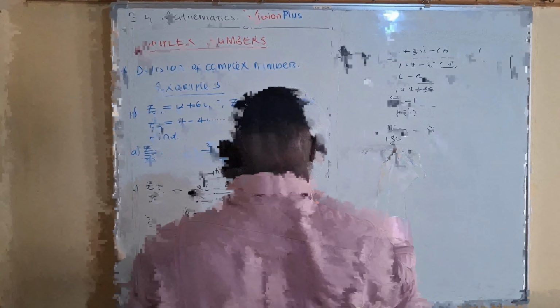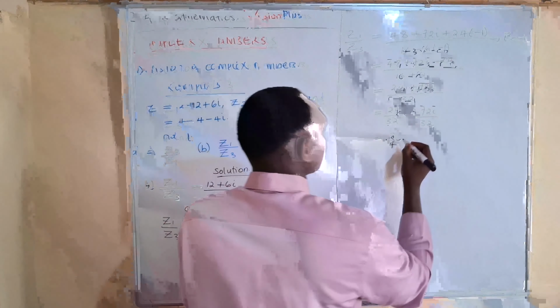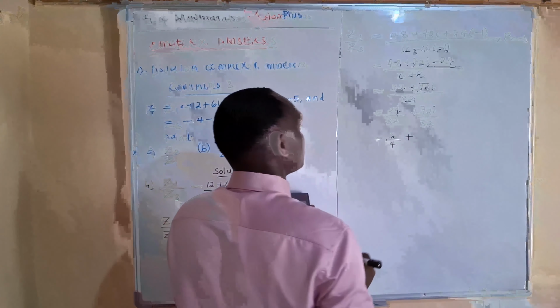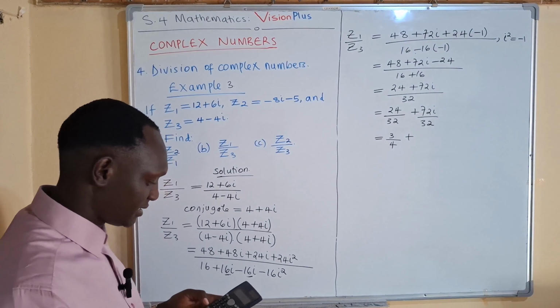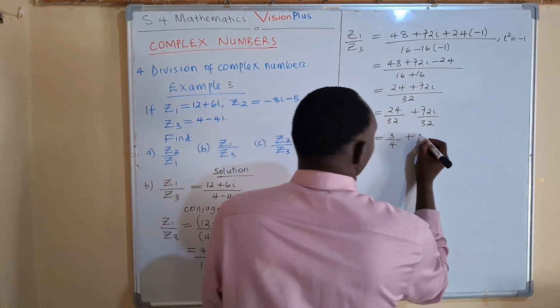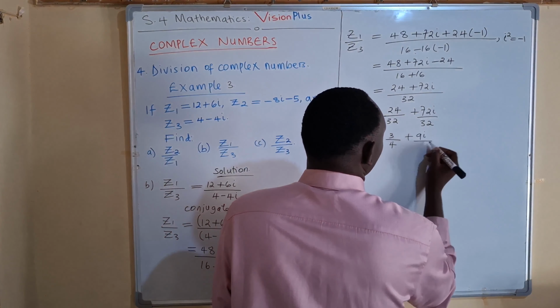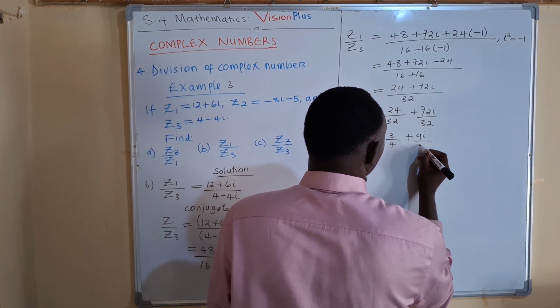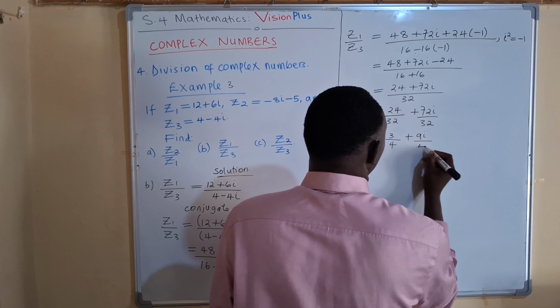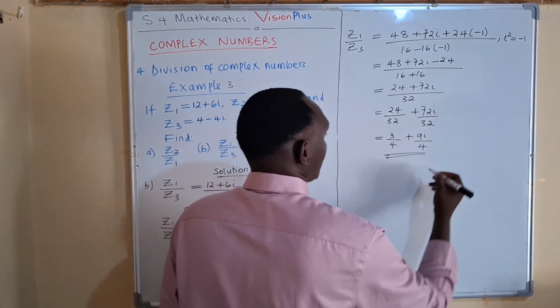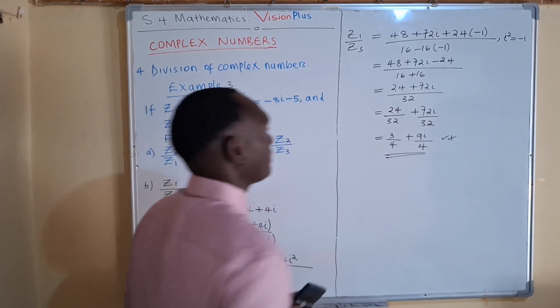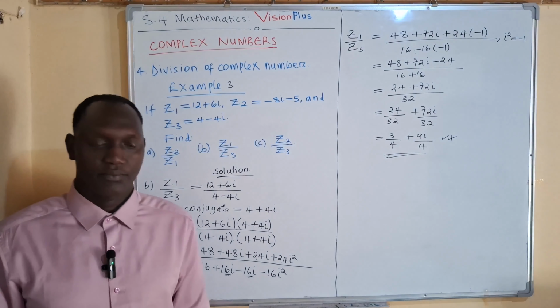Divided by 8, we get 4. That works. Plus 72, you can divide 72 by 8. Yes, 9. We shall have 9i. Out of 32 divided by 8, we get 4. This is a simplified version of the answer, which is the most appropriate.